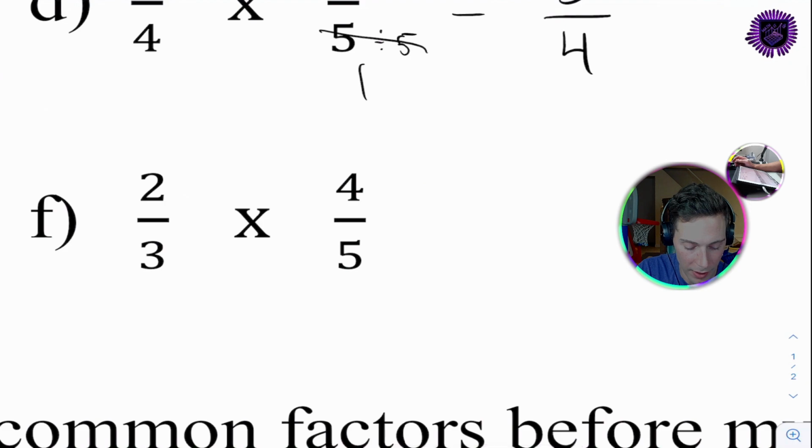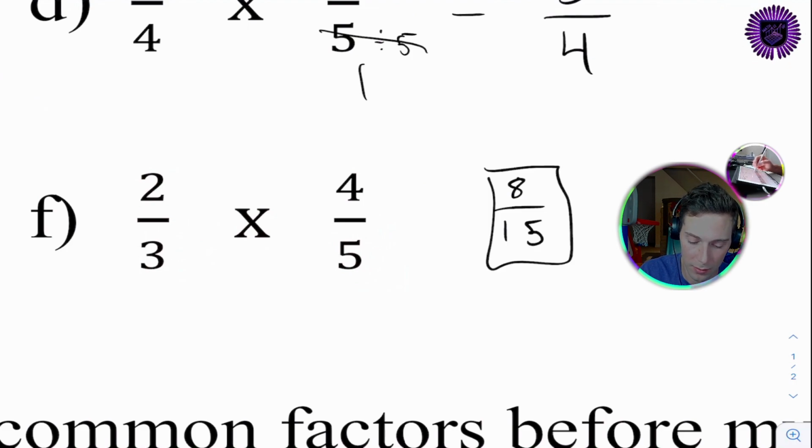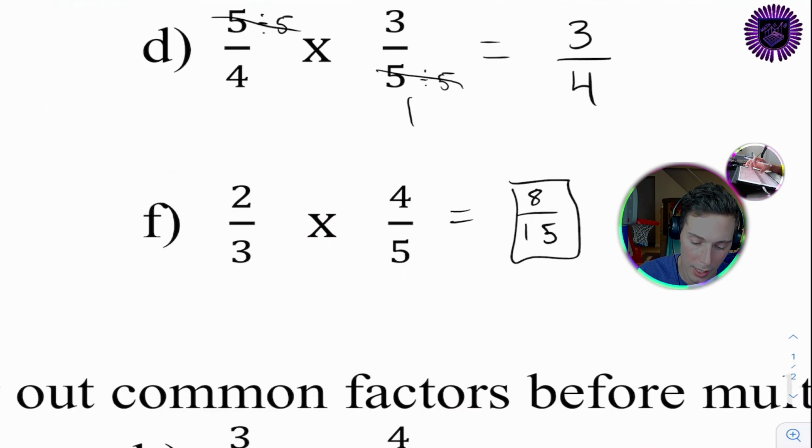Let's go 5. Now this one, if we look at our numbers, we can't simplify. There's no common anything anywhere. There's no greatest common factor, so we just have to multiply across. This is going to be 8/15. I'm going to write that 5 better. 8/15. That's our answer. Cannot simplify it. 8/15.